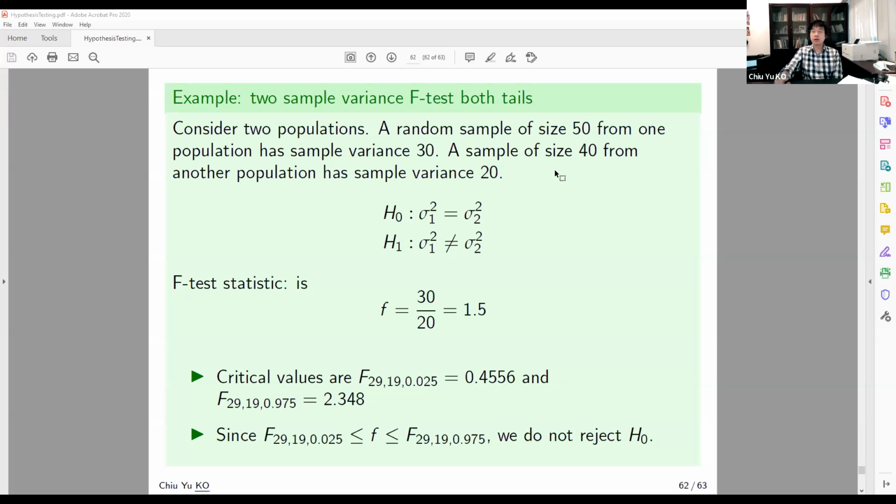Okay, so for F, you can still do the p-value, but usually we do the critical value because it's asymmetric. That would be easier to do. You can also do the p-value, but the standard way is to look at the critical value.